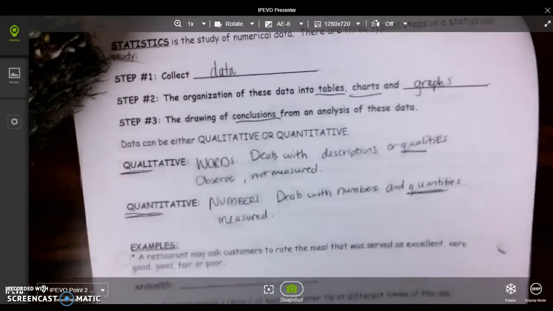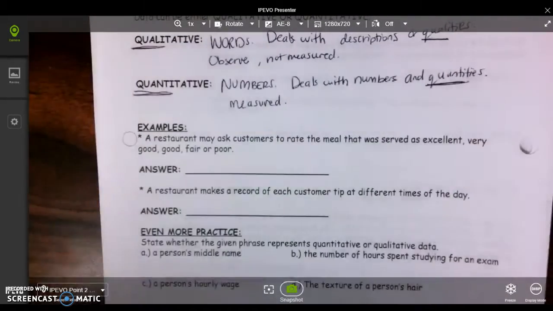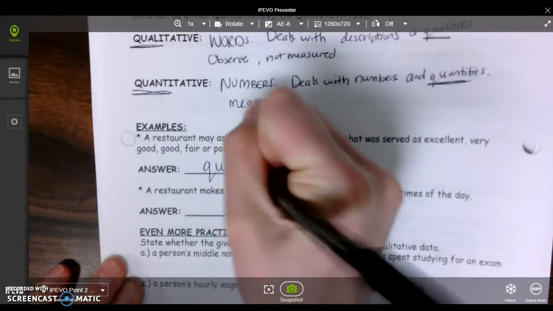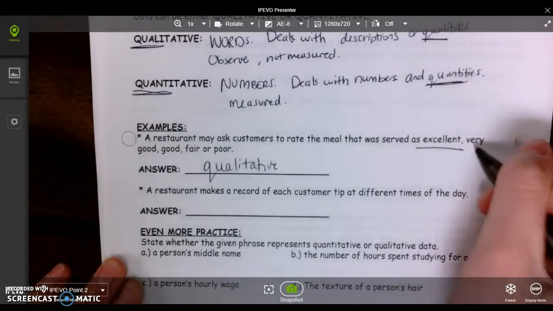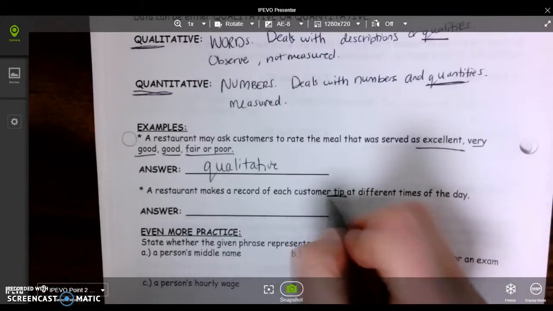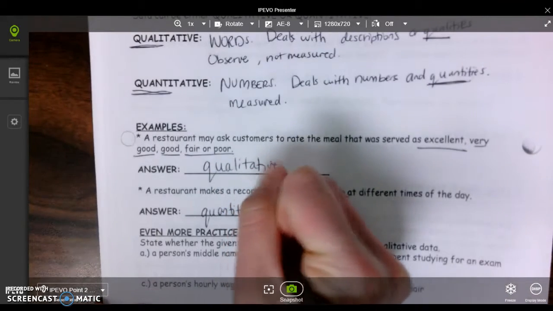So we're going to take some time here and we're going to decide whether the following data is considered qualitative data or quantitative data. If you look at the first example, it has to do with a restaurant and whether or not you think the meal was excellent, very good, good, fair, or poor. This would be qualitative data because it has words as your data. Like your data is describing a situation, right? In the next scenario, a restaurant makes a record of each customer tip at different times of the day. Tip, you should be thinking is money. So this is an example of quantitative data, right?